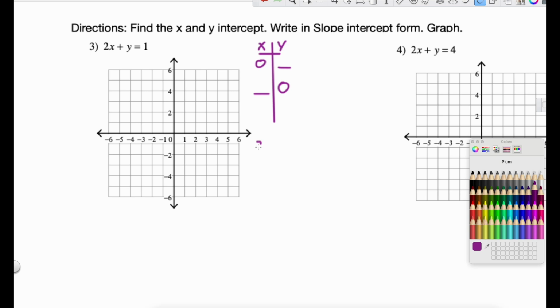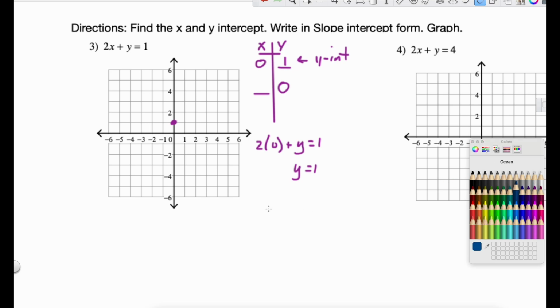Okay, so let's do 2 times 0 plus y equals 1. 2 times 0 is 0, so y equals 1. So (0, 1) is our first intercept. This is our y-intercept. That's the y-intercept.